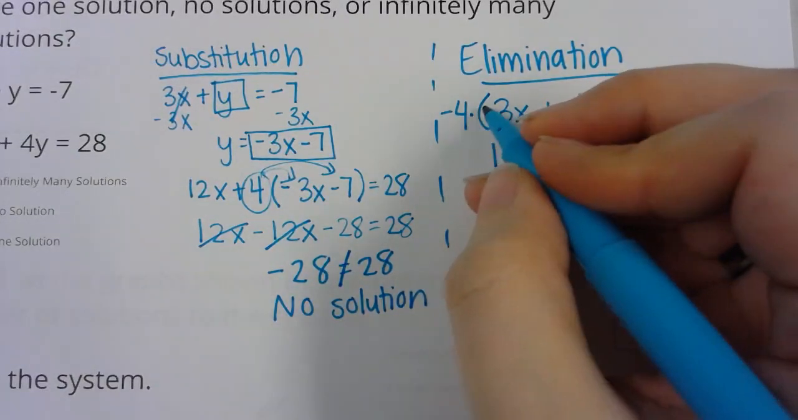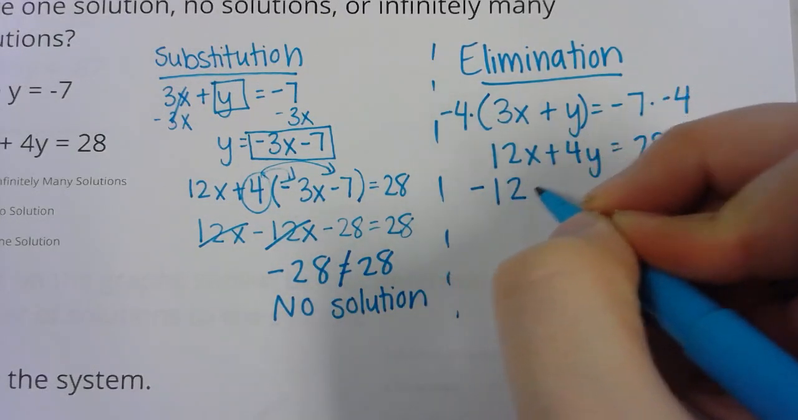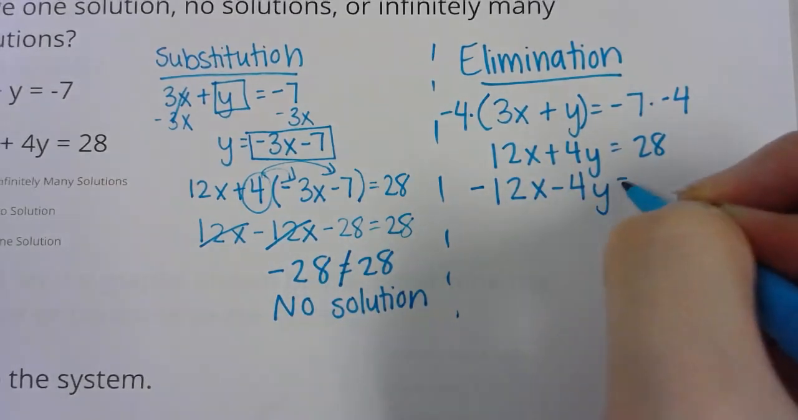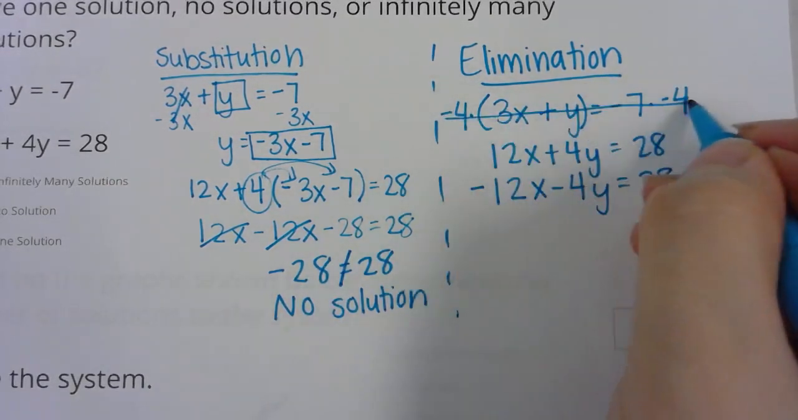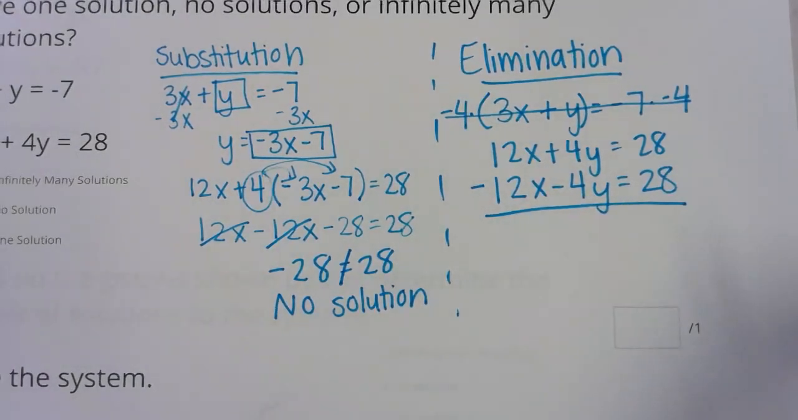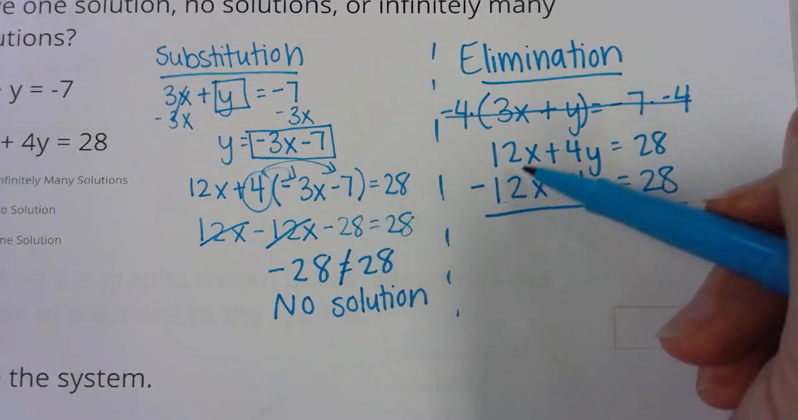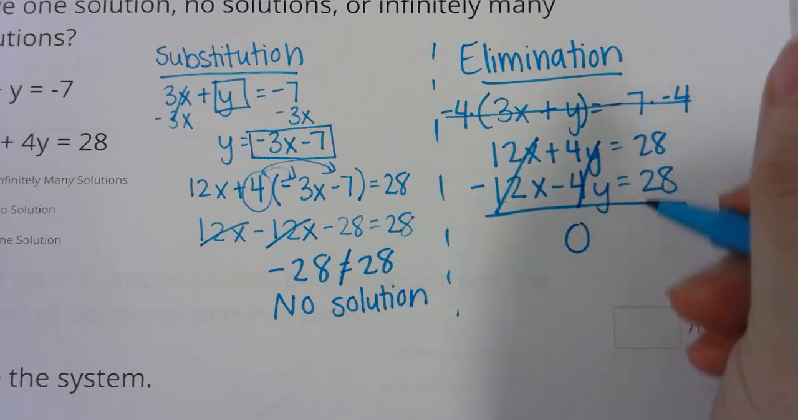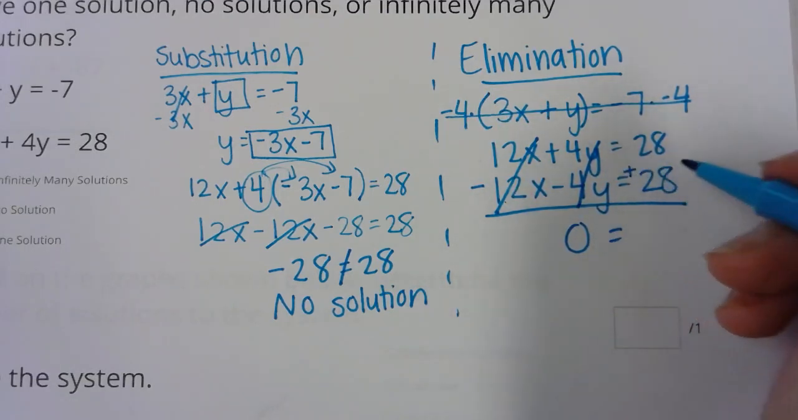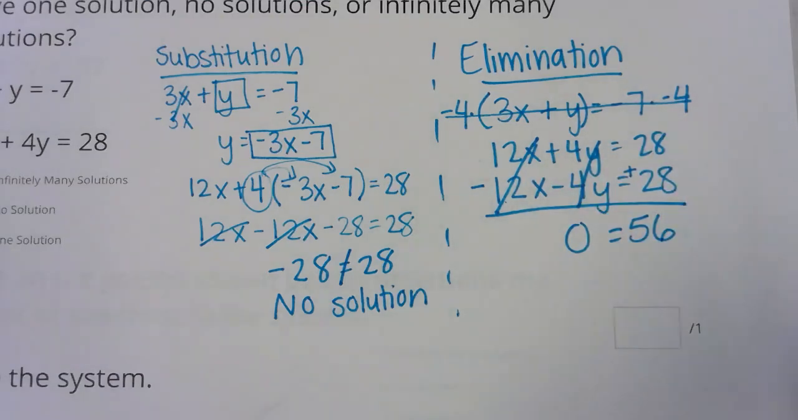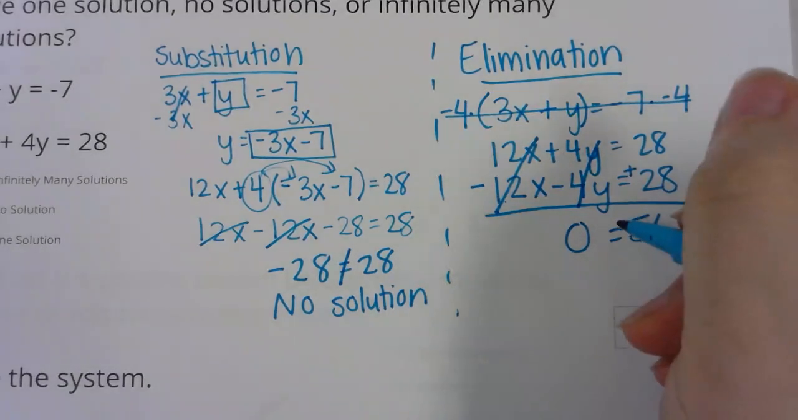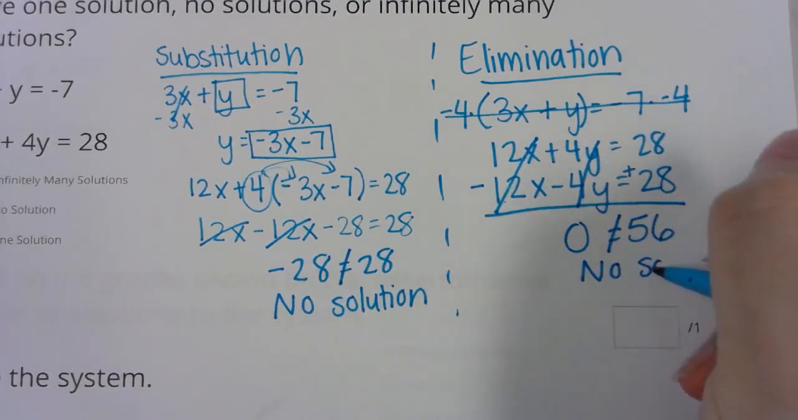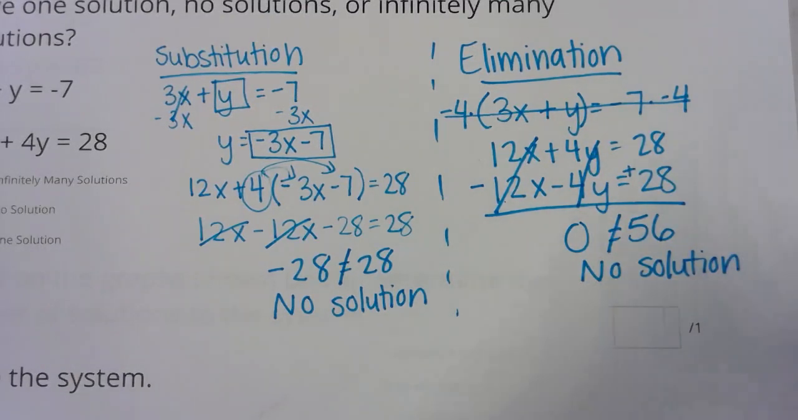So I still have my second equation. My first is going to now be negative 12x minus 4y equals 28. So in the place of this equation, I now have this one. And I can put them together. 12x plus a negative 12x is 0. 4y plus a negative 4y is 0. 28 plus 28, because remember I'm always adding here, is 56. So 0 equals 56. So I ask myself, is that a true statement or not? This is not a true statement, so it would be no solution as well. So that's just a second proof of why it's no solution.